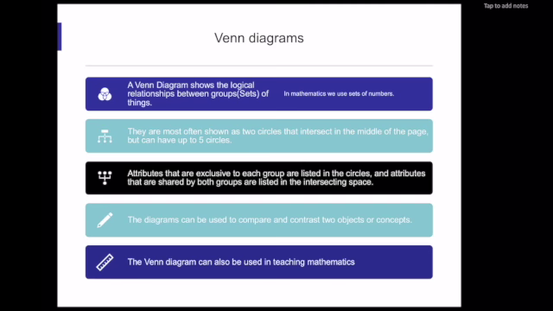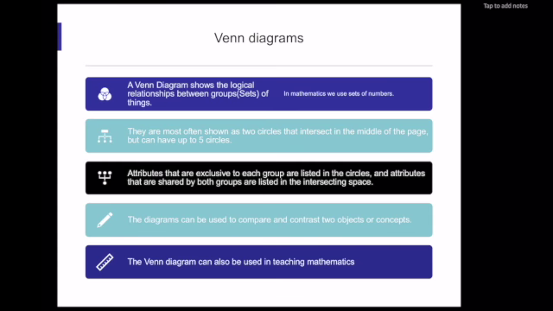Venn diagrams are most often shown as two circles that intersect in the middle of a page, but that depends on how many groups you have. They can have up to 5 circles. I'm going to show you what a 6-circle Venn diagram looks like. It's kind of crazy. My recommendation is to not use that as a comparison tool when you get more than 5 groups. So attributes that are unique to a specific group are listed in the circles, and those that are shared are in the intersecting space.